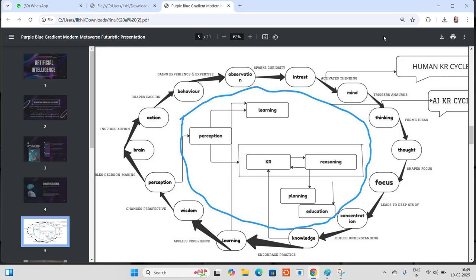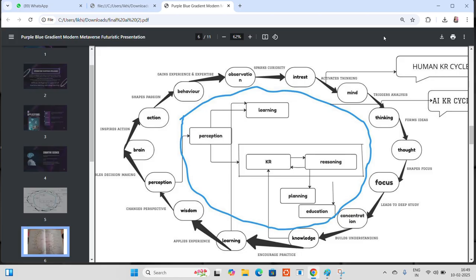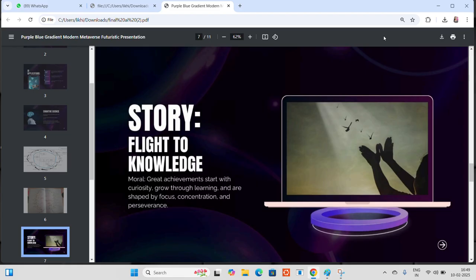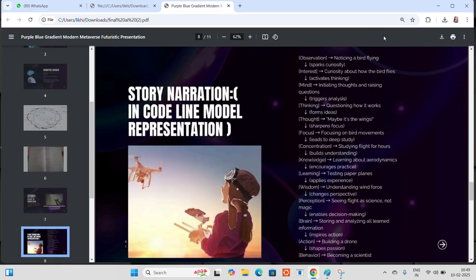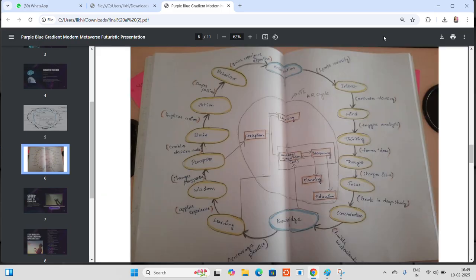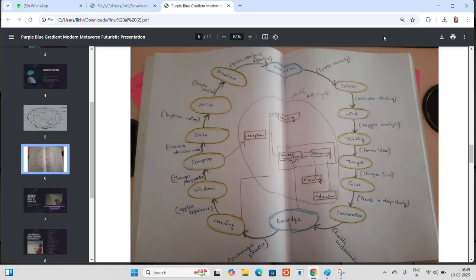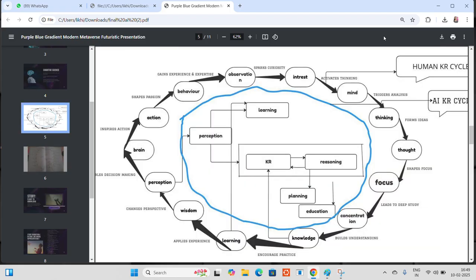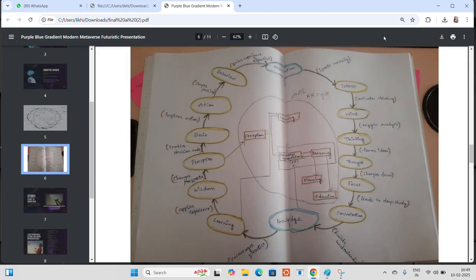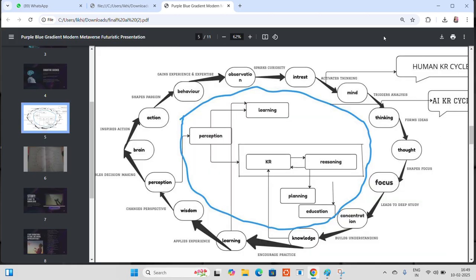To understand human thinking, I'll explain in the form of a story so you'll understand better. The story name is Flight to Knowledge. This is the same diagram as this mind map. Both are the same. This is handwritten and this is drawn in the Miro application, which is comfortable for you to follow. So let's start the story.